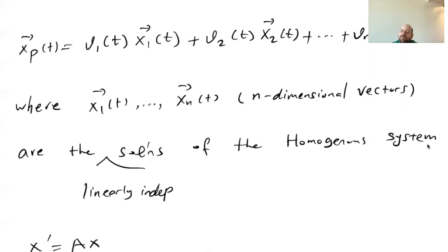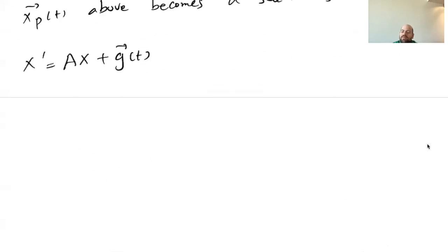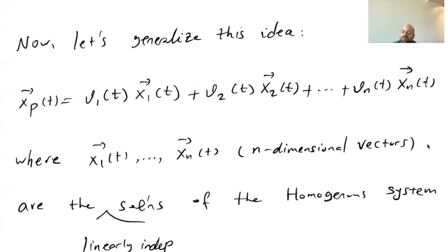So first, we want to write this xp of t in matrix form. First, let me call this equation star, or maybe equation 1.